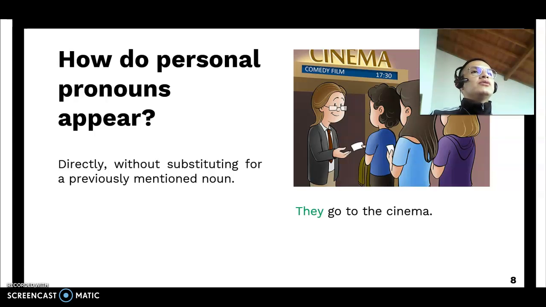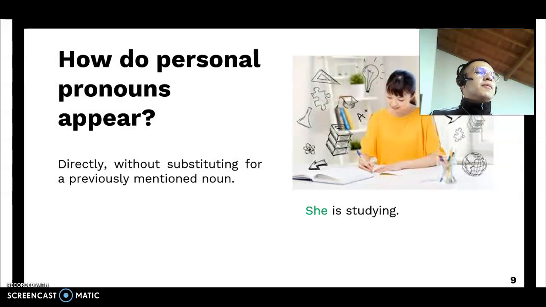How do personal pronouns appear? They can go without substituting for a previously mentioned noun. For example, in this case, we are not talking about the people. We only have to say they go to the cinema. We don't know who they are. That is not necessary. We just need to say they go to the cinema. They are performing the action, the verb in this case. This is another example. She is studying. We don't know who she is. We don't know her name. But she is studying.